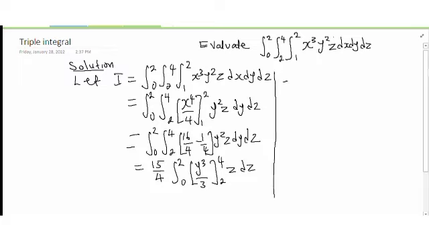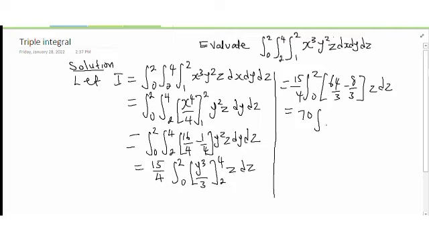Now, we can now write 15 over 4, integral between 0 and 2. We substitute the values, that will give us 64 over 3 minus 8 over 3, z dz. And when we evaluate this and multiply by this coefficient, we are going to have 70, integral between 0 and 2, z dz.